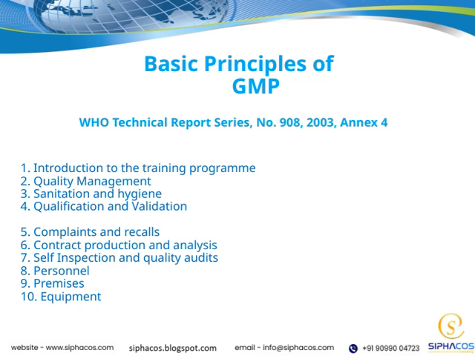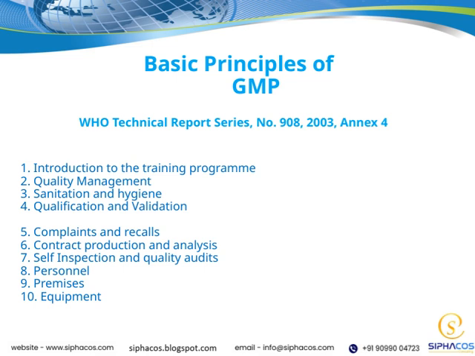Then, we'll look at contract production and analysis, where clear agreements and oversight ensure quality is maintained even when manufacturing is outsourced. Next, self-inspection and quality audits are vital tools for continuous improvement, helping identify gaps and ensure compliance with GMP standards. We'll then discuss personnel, because well-trained staff are essential for executing GMP principles properly.